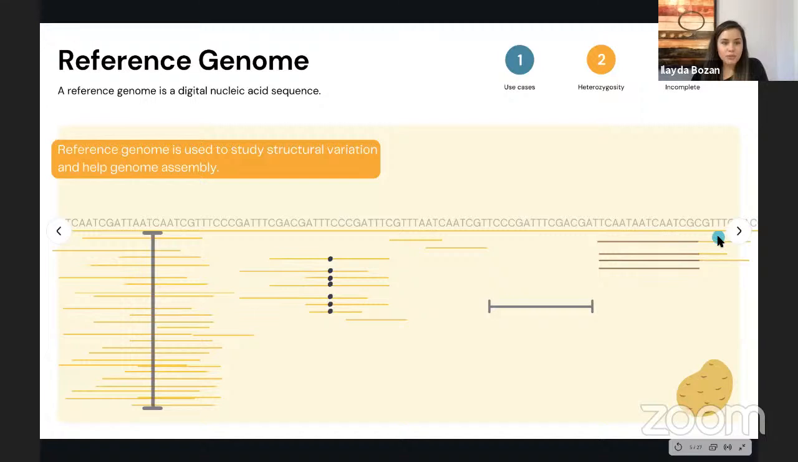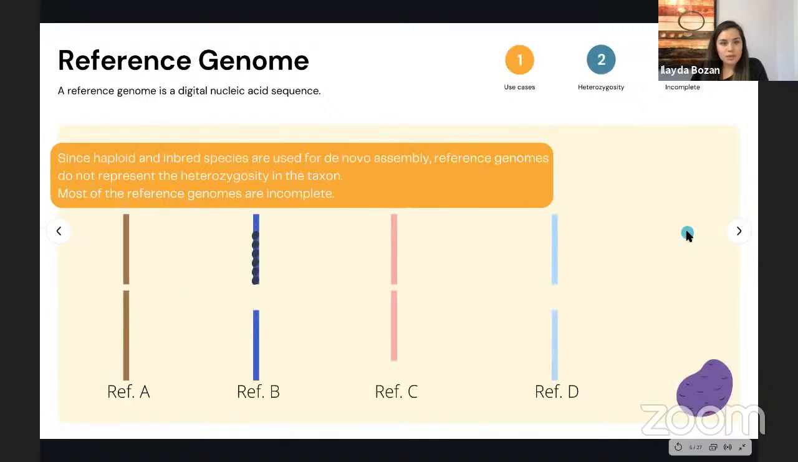A reference genome is a digital nucleic acid sequence, and it can be used for structural variation analysis and to help genome assembly. But some problems with reference genomes are that they don't always represent the heterozygosity in the taxon, and most of them are incomplete.